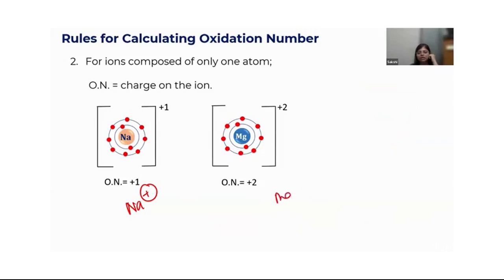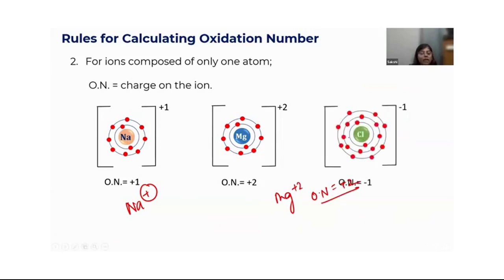For magnesium, the charge is +2, so the oxidation number is equal to +2, right? Okay. Like chlorine gains one electron to become stable. So the charge is -1. So that -1 is the oxidation number of chlorine. I hope you have understood this. This is the second point.